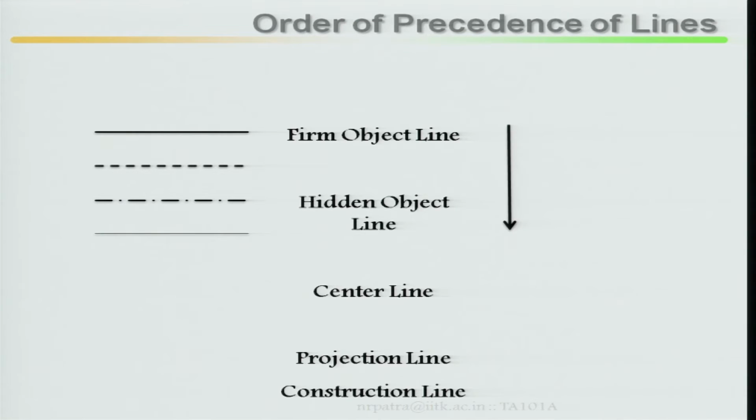Now, the order of precedence of lines, which I discussed maybe two classes ago. If these lines are all available, first the visible object line will come, followed by the hidden object line, then the center line, then the projection line, then the construction line.